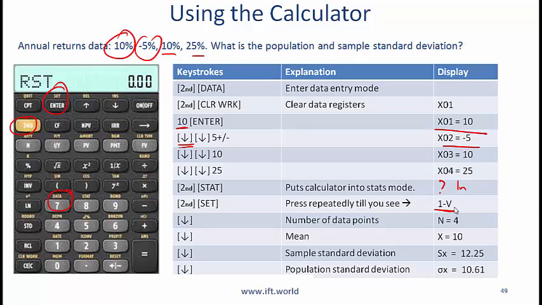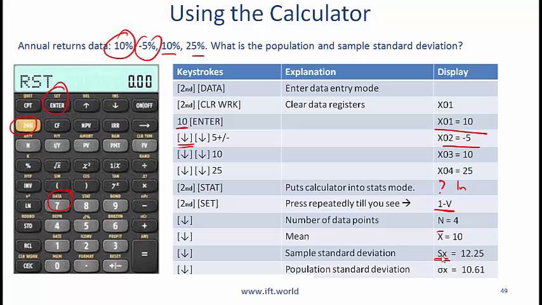Once you see this, you should press the down arrow, and what you will see is n equals 4. This is telling you that we have 4 data points. You press the down arrow again and you will see X bar equals 10. That is telling you that the mean of this data is 10. You press down arrow again, you will see SX equals 12.25. There might be more decimal places depending on how your calculator is set. So this stands for the sample standard deviation.